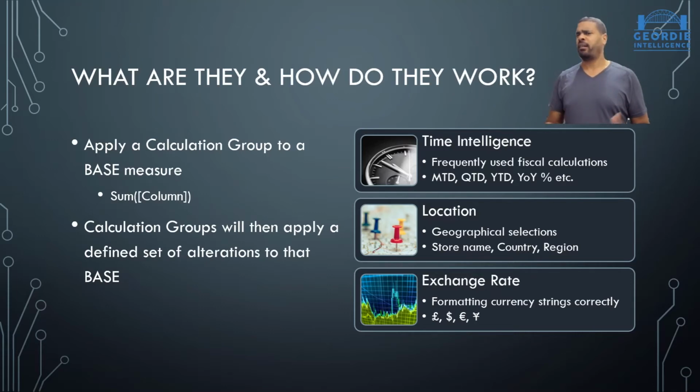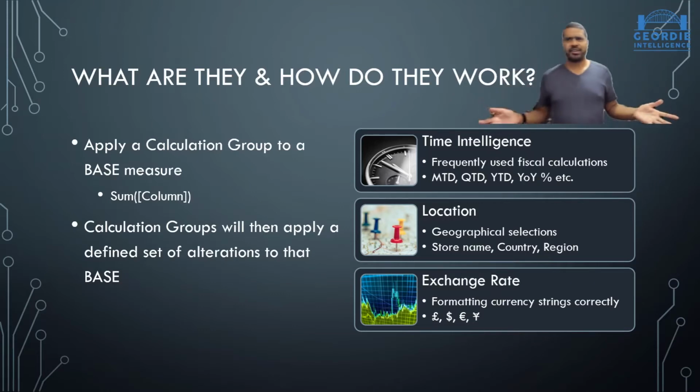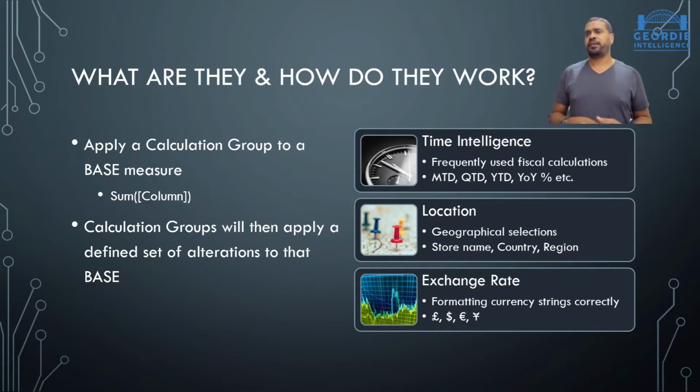What do you mean? So time intelligence, which is what everyone's showing you the demos of. Frequently used ones, things like your month to date, your year over year, percentage change, all that stuff. Calculation groups deal with that.